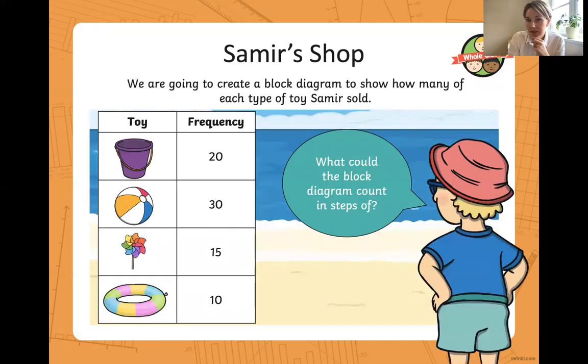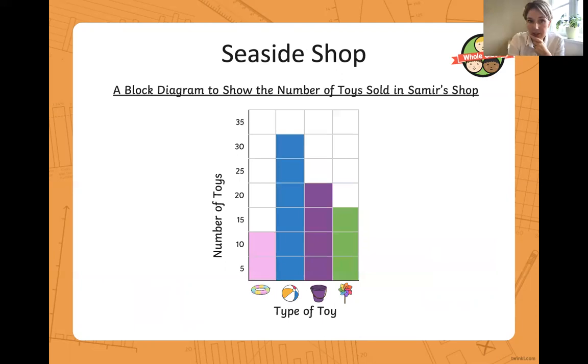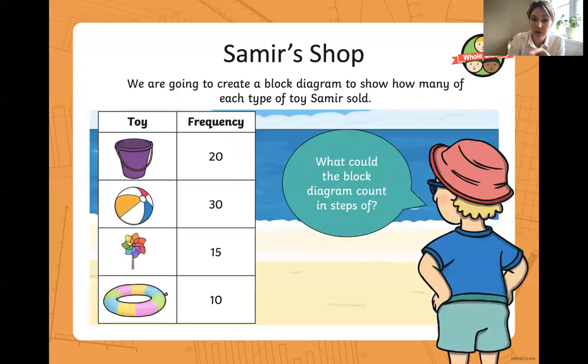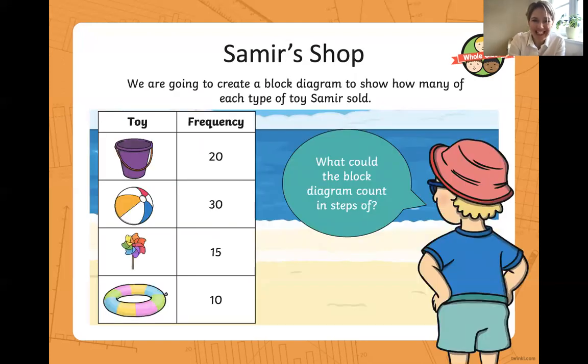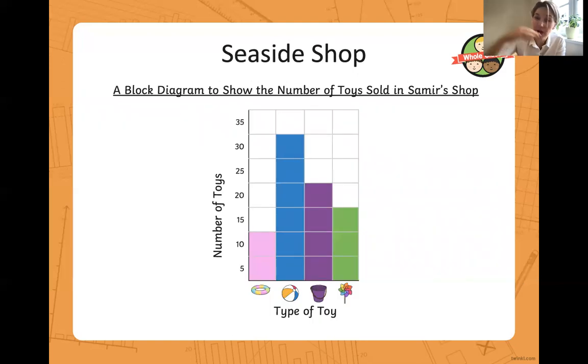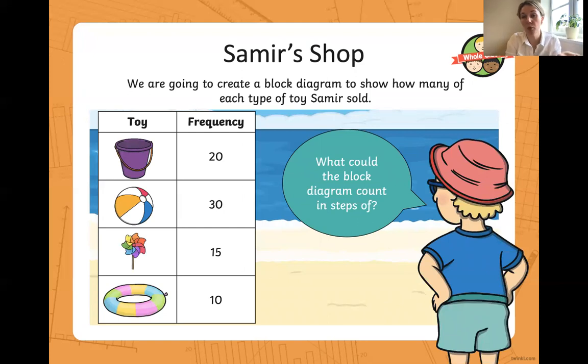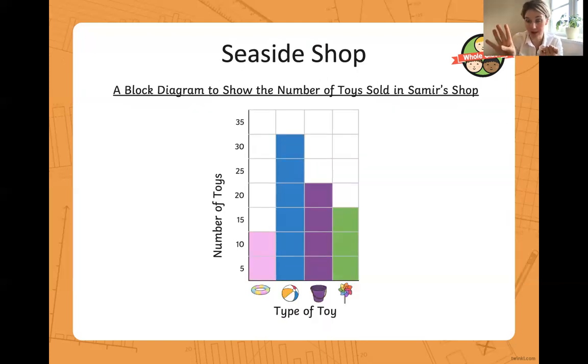So we're going to create a block diagram to show how many of each type of toy Samir sold. Look, can you see a block diagram to show the number of toys? Let's look a bit more carefully at this. Okay, the pink with the rubber rings, they're fun, aren't they? 5, 10, so there's just 2 blocks. He sold 10 rubber rings, that's why there's 2 blocks. Now with the ball, he sold 30 balls, so you've got to go up in 5s: 5, 10, 15, 20, 25, 30. There's 6 blocks coloured in. Buckets, he sold 20, so there's 4 blocks coloured in.